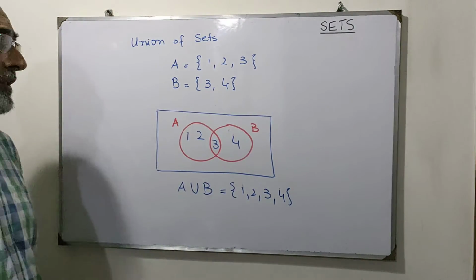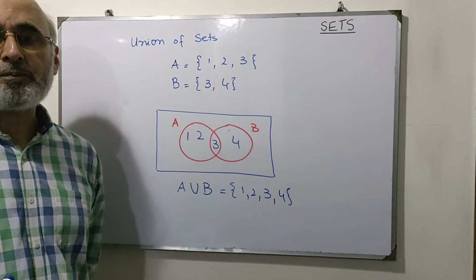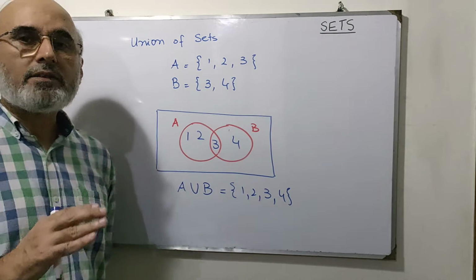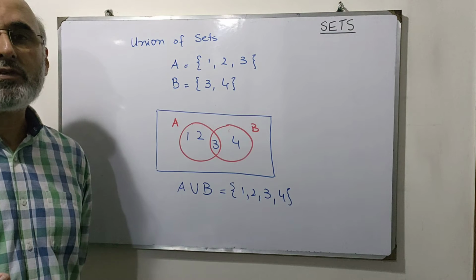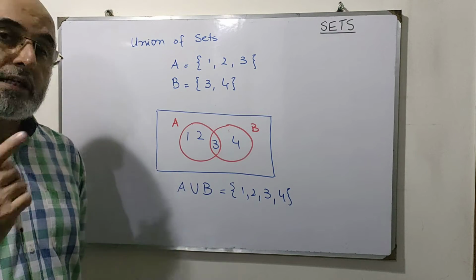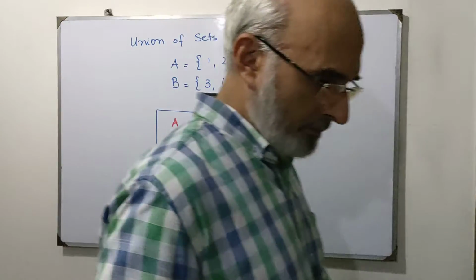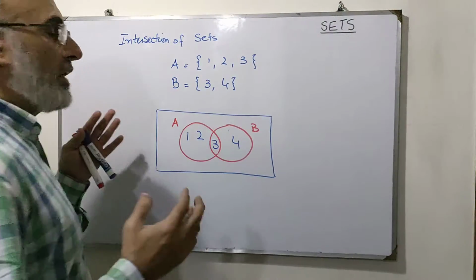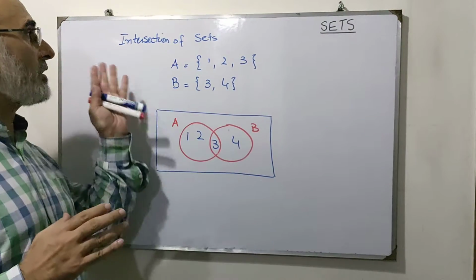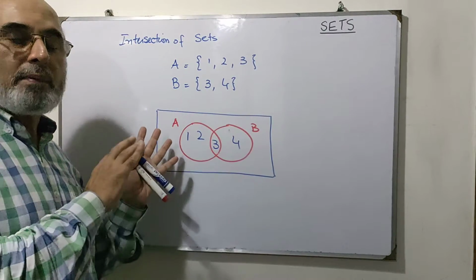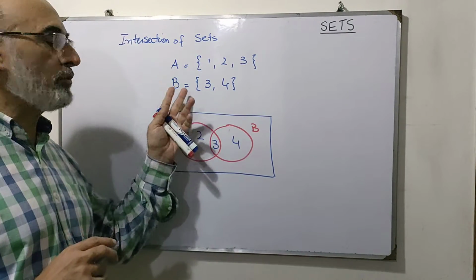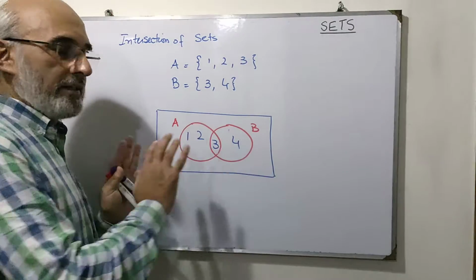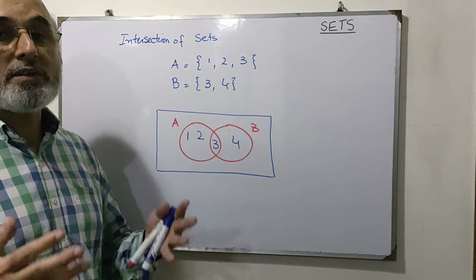And another concept is intersection of two sets. Now let's discuss that. We have discussed union of sets, now intersection of sets. The example is the same. They are the same two sets, same Venn diagram. Now I am going to talk about intersection.